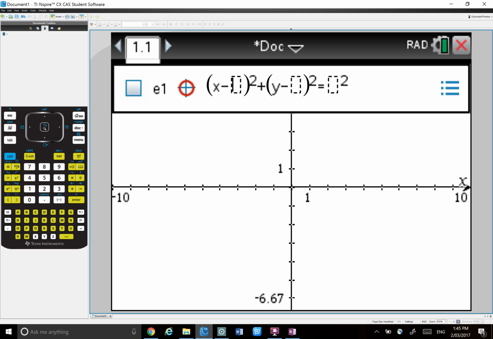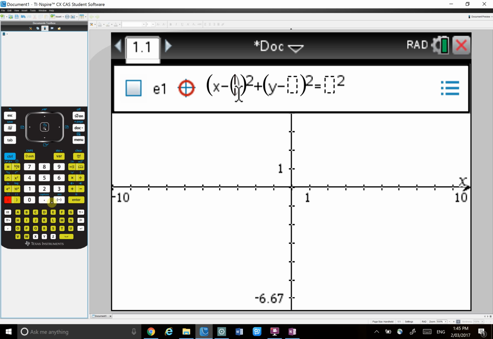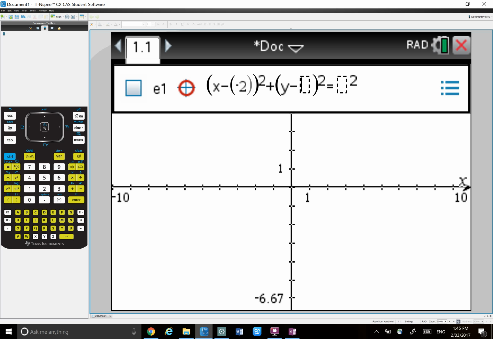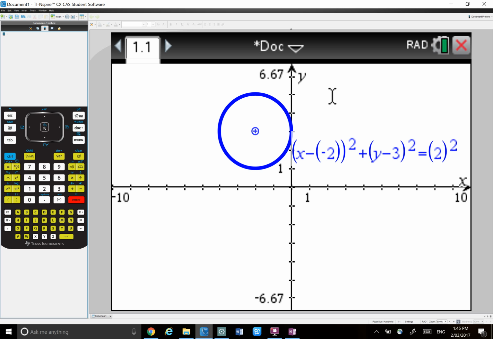And let's say we have x plus 2. So you have x minus, so you put a bracket, minus 2 into that. And y minus 3. And equals radius squared. Let's say radius is 2. Let's do that and press enter. Your graph looks like this. So it's still possible to sketch circles in the calculator.